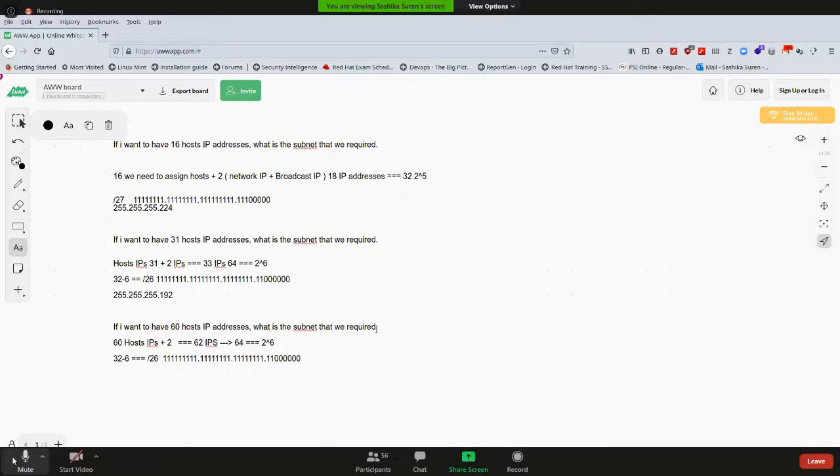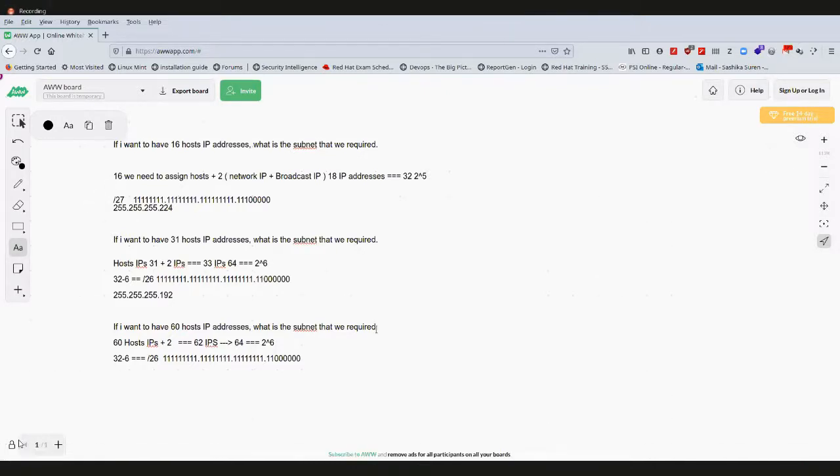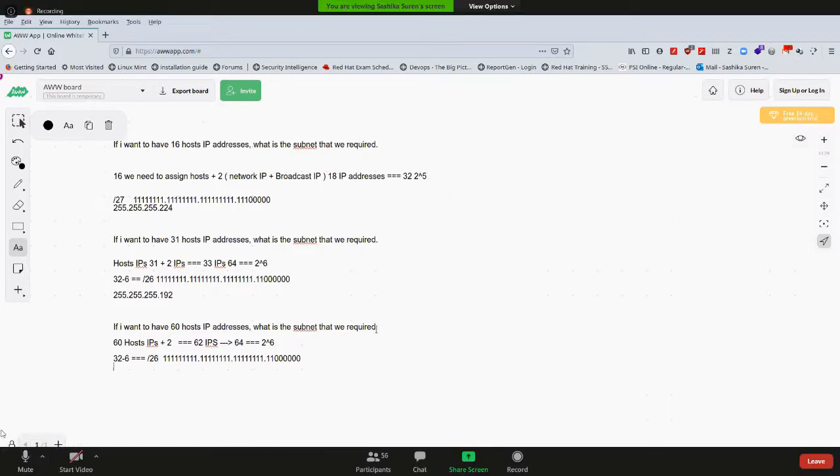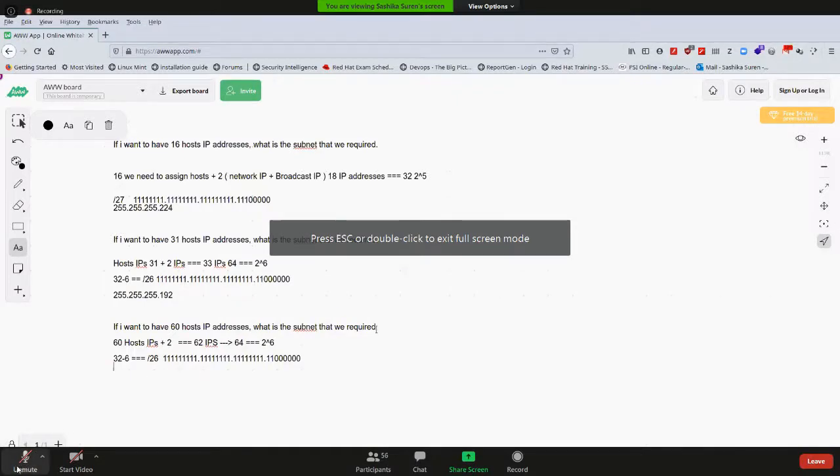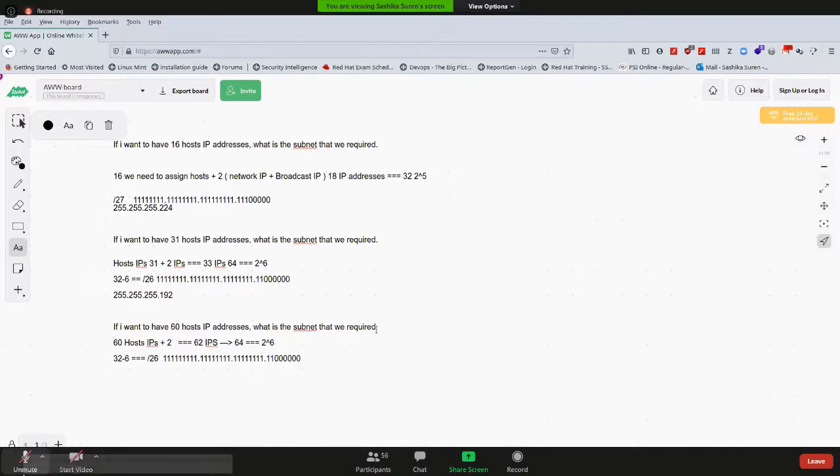Excuse me, sir. Yes. In the case of finding IP addresses for a given number of hosts, every time we need to add 2 to the given host count? Yes, exactly. Because if they say we need to assign IP addresses for 20 hosts, you need to have 2 extra IPs. Why? Because the 20 is only for the hosts. They don't talk separately about the network and broadcast addresses, so we need to consider that.